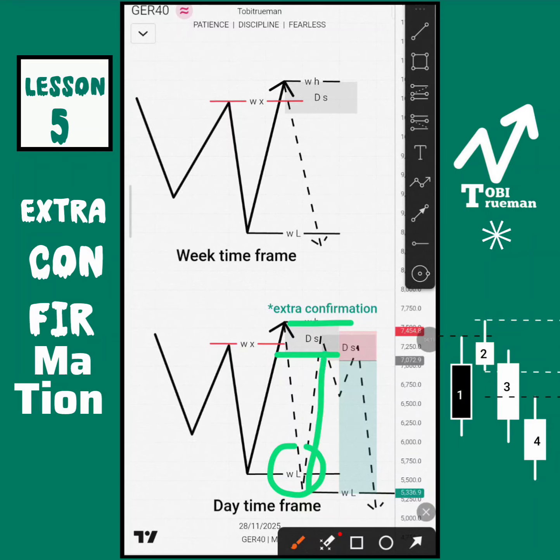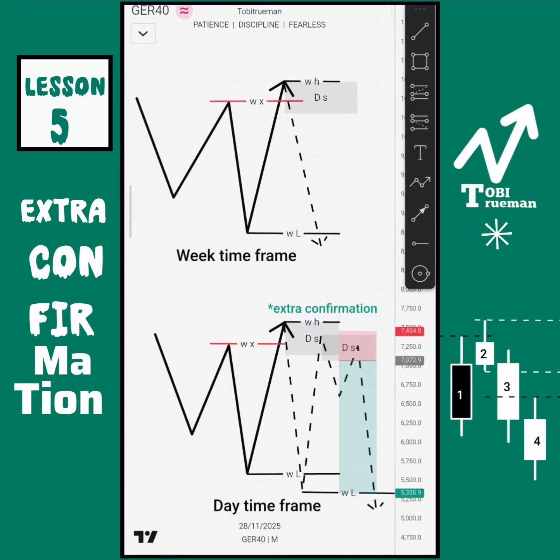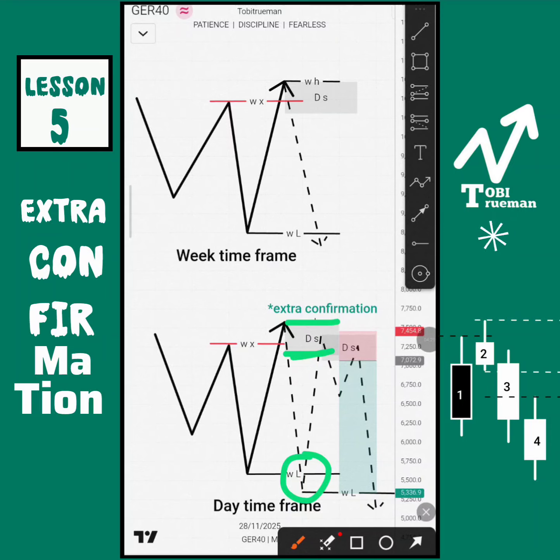If price now comes into this zone, the demand zone or supply zone, as the case may be, in this scenario that's the supply zone because this is a sell trade. We also have the buy trade. So if price comes into this daily zone after it has already taken out the previous week low, we are not going to enter the trade directly. What we expect in this part is what we call extra confirmation. That is now where our first strategy comes into play: extra confirmation and continuation.